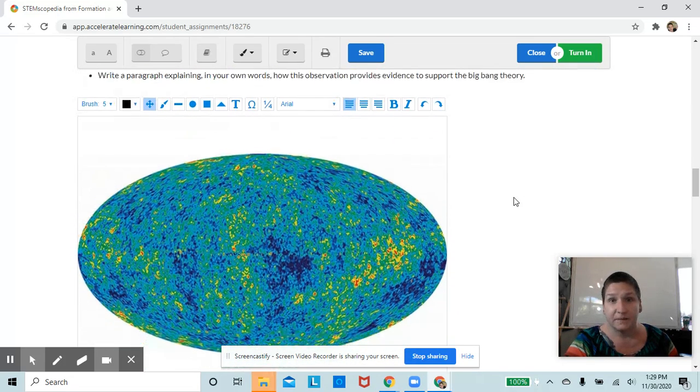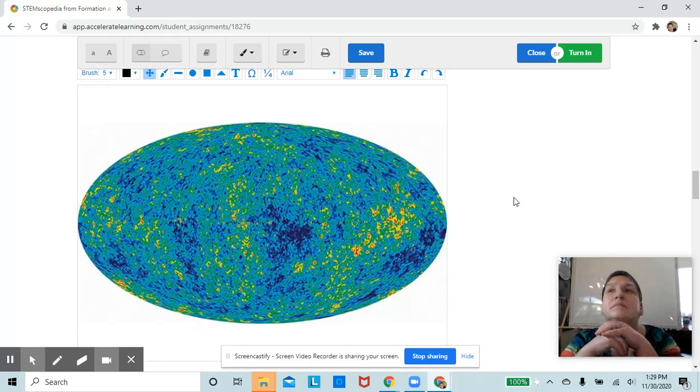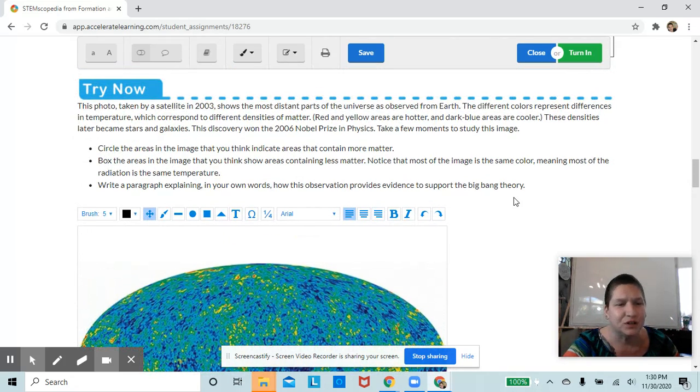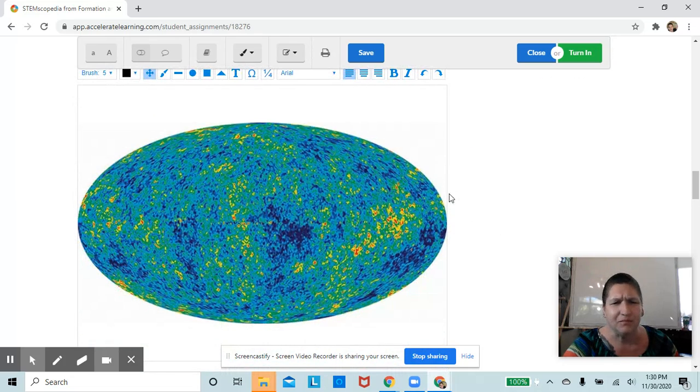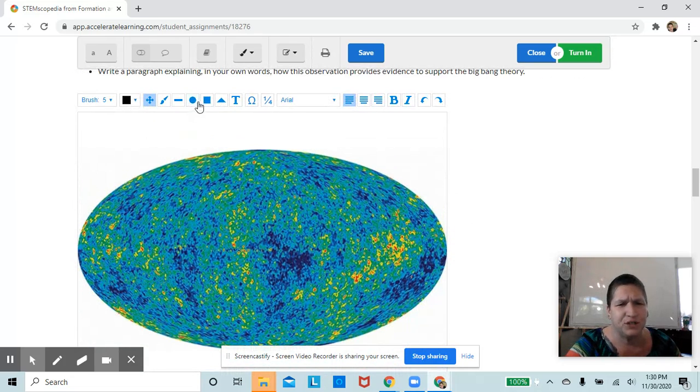Well, let's look at it. The hotter it is, the more matter is there, right? Because if it's cooler, it means that the matter has moved away from that space. Does that make sense? Because if it's matter and it's super, super hot, and it's moving away from that space, then that place left behind is going to be cooler. So let's look here. It says put a circle around what's going to contain more matter. So we're going to come up here and we're going to put a shape.